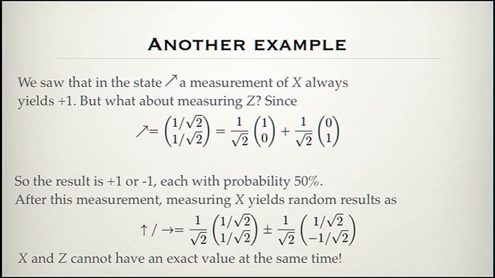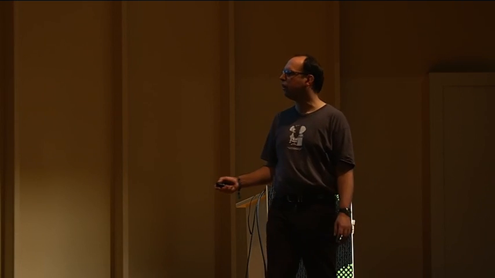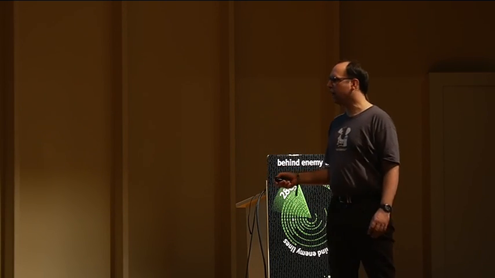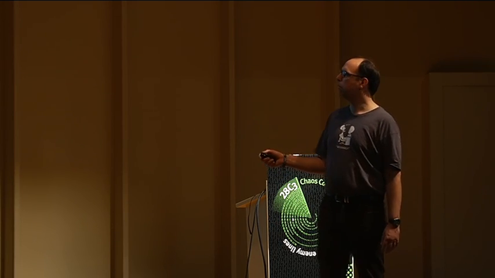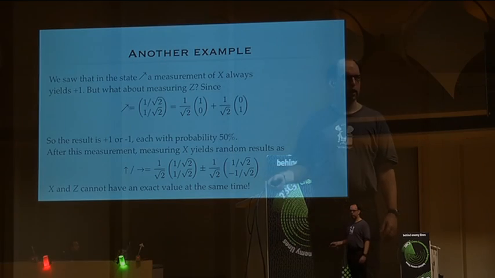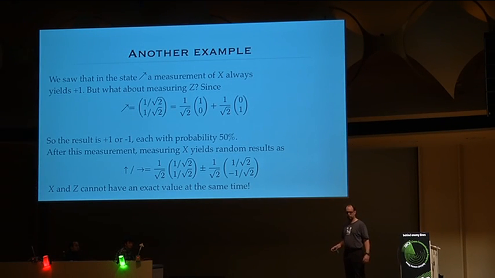Because I changed the state, and after measuring z, the state is in this half plus 1 half minus 1 state with regards to the measurement of x. And that shows us that x and z, if I measure the x value and the z value of the thing, they cannot have an exact value at the same time, right? If it's in this state, then I have an exact x value, but a random z value. But after the measurement, I have an exact z value, but a random x value. Okay? So that's the crucial property of quantum mechanics, that certain measurements cannot be exact at the same time.